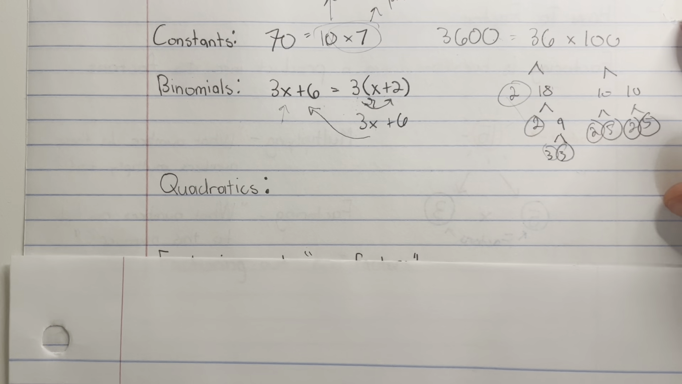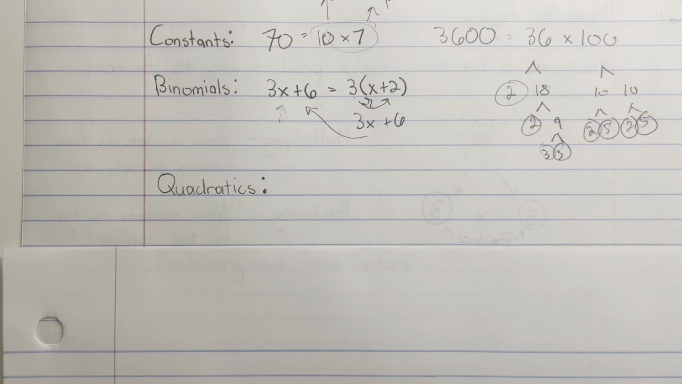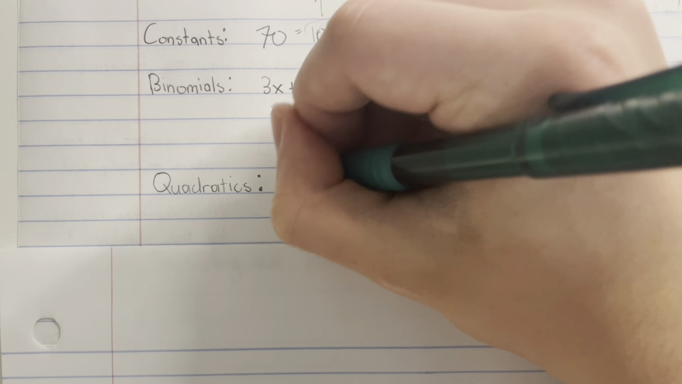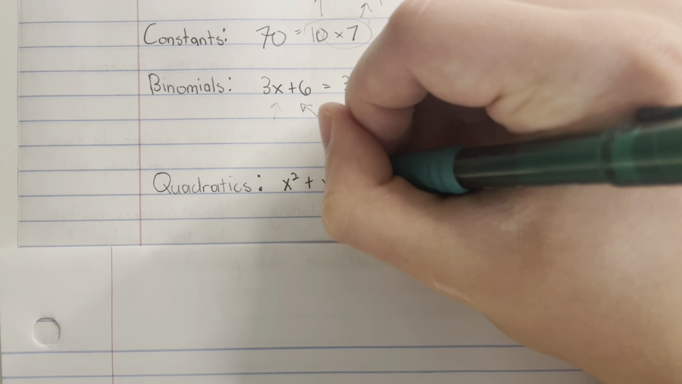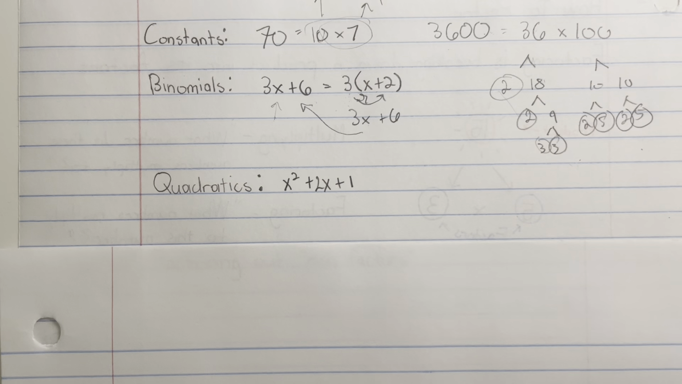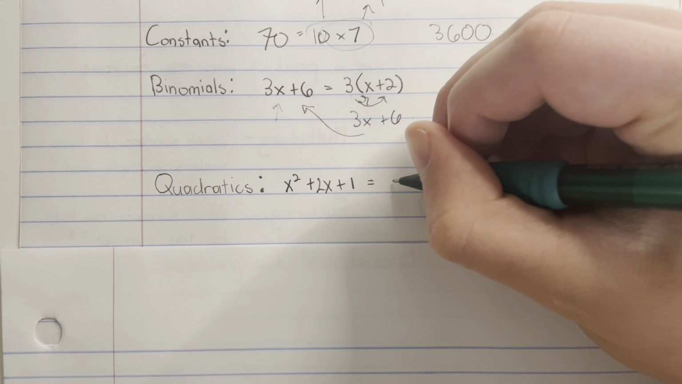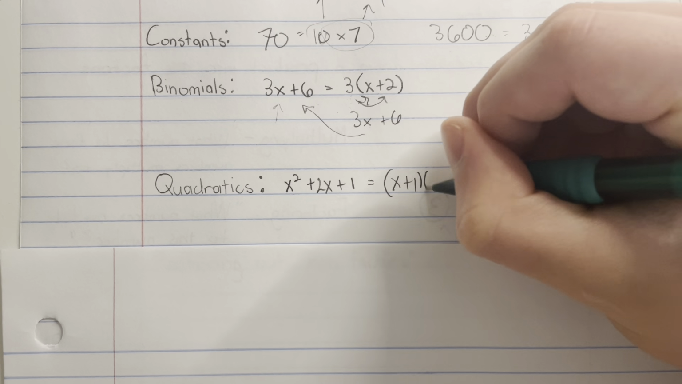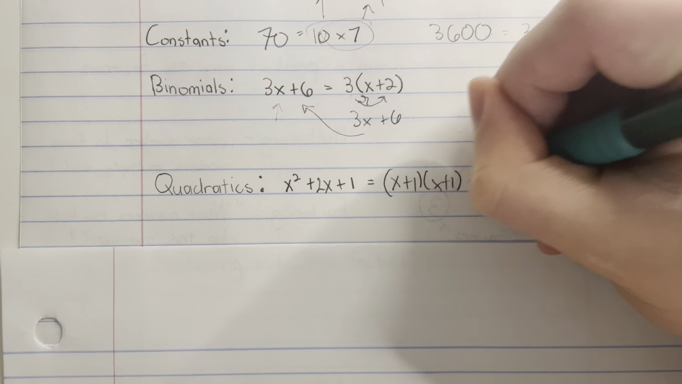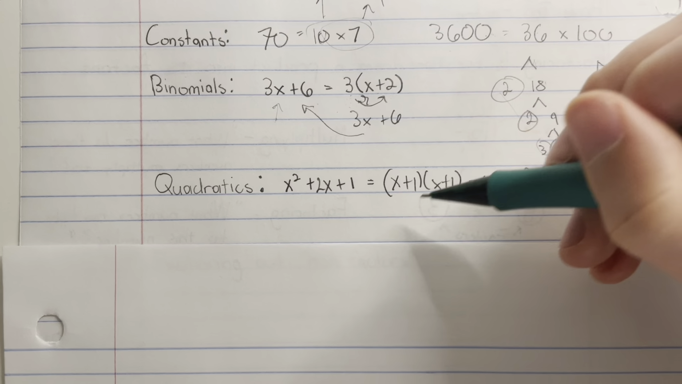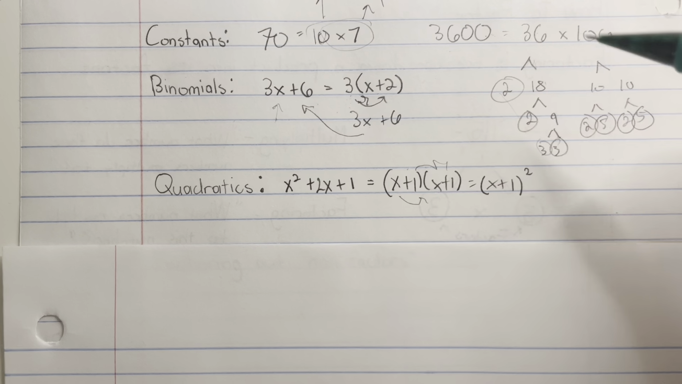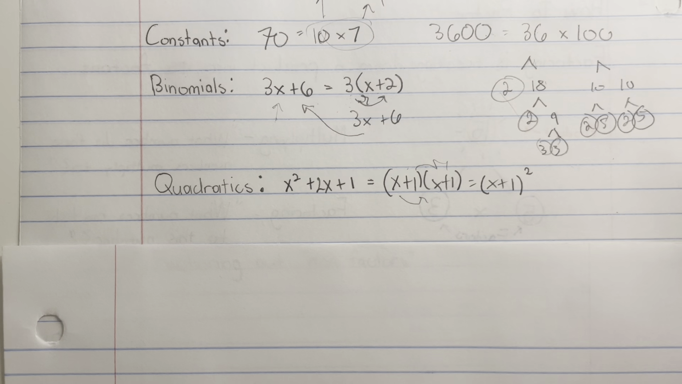Something a little more complicated, which I'm only briefly going to cover, are quadratics. You might have a quadratic equation like x squared plus 2x plus 1. Now there are tips and tricks for solving equations like these, but I'm just going to show you now that this is actually x plus 1 times x plus 1, or x plus 1 squared. And if you do FOIL, you can check for yourself that this does equal x squared plus 2x plus 1.